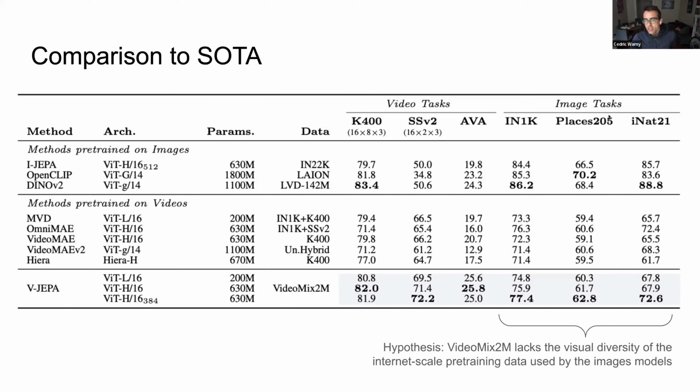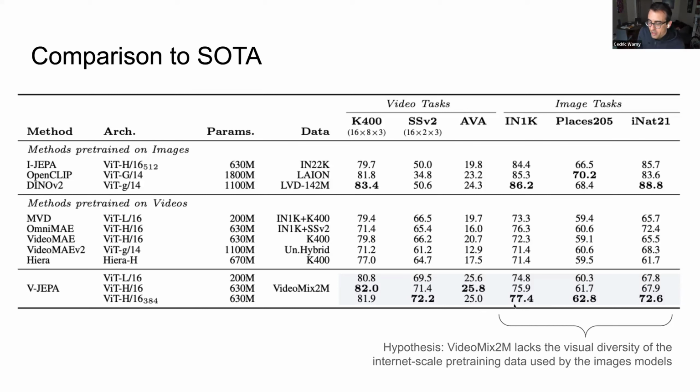And for image tasks, you would expect that image-based models would perform better on image tasks, which is what we are indeed seeing. So for instance, you have 86.2 here for DINOv2, which is an image-based model, versus 77.4 for V-JEPA. But again, V-JEPA is a video-based model, not an image-based model. So it's normal, it's expected that it would underperform on image tasks. However, I say we expect that. Maybe it's not obvious that we expect that.